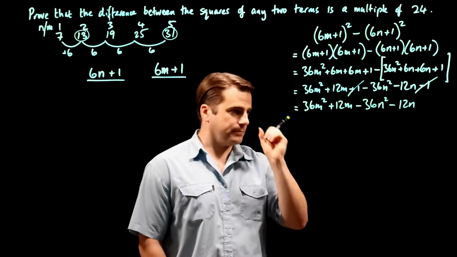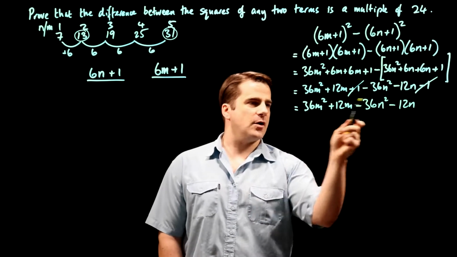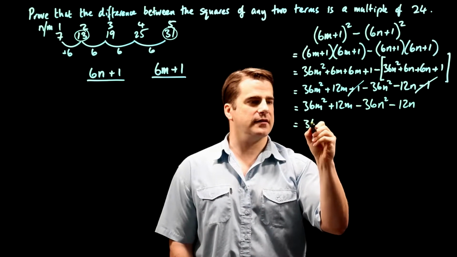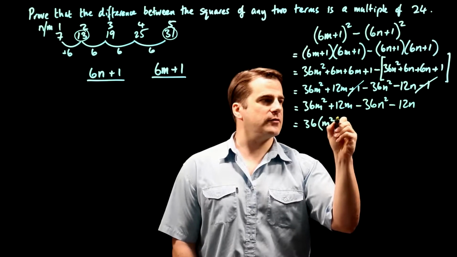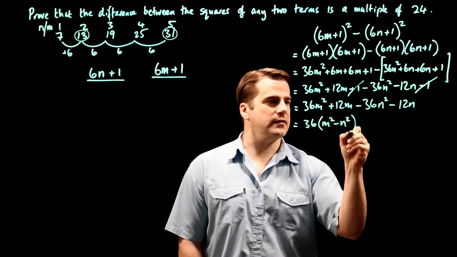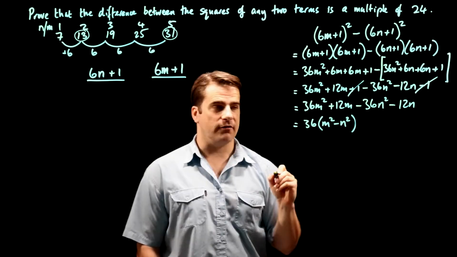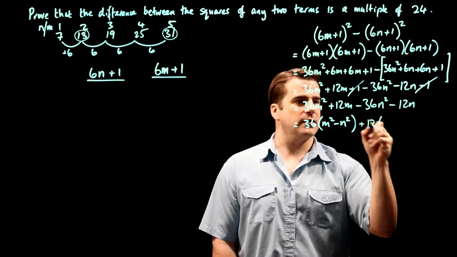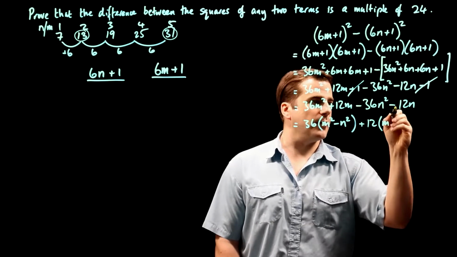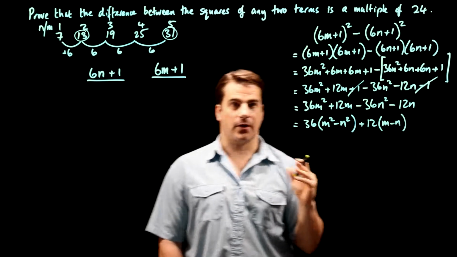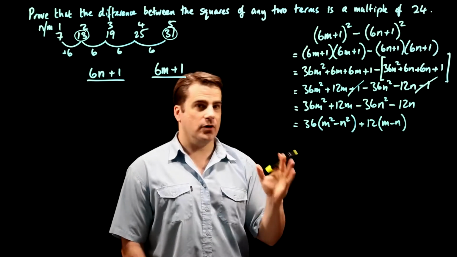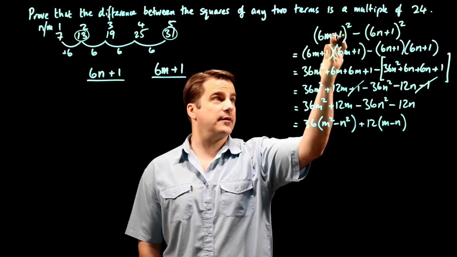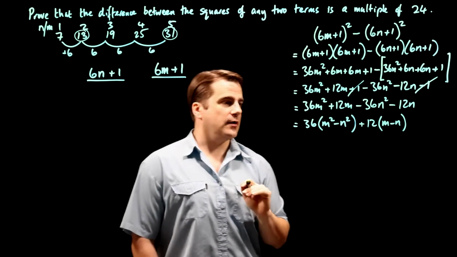Where do we go from here? There's a common factor of 36 there. So let's pull that out. That's 36 times m squared minus n squared. There's a common factor of 12 there. So let's pull that out. Plus 12 into m minus n. Okay? Good. Again, we've probably picked up 1 or 2 more marks just from going from there to there. Good. Okay.